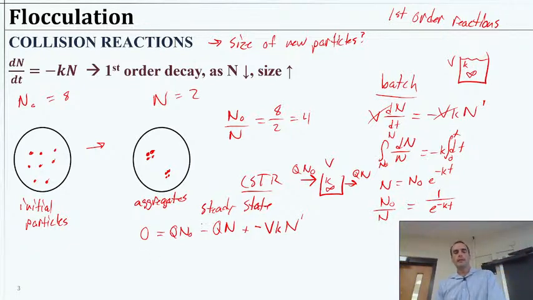So in this case, if we want to solve for n naught over n, I like to clean it up first and say, let's divide everything by q. So we'll say 0 equals n naught minus n minus v over q, which becomes theta, right? V over q is theta. So this will become theta kn.